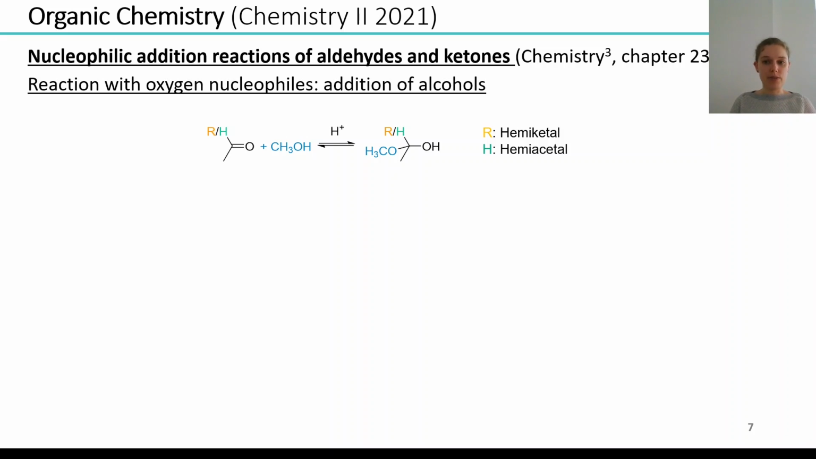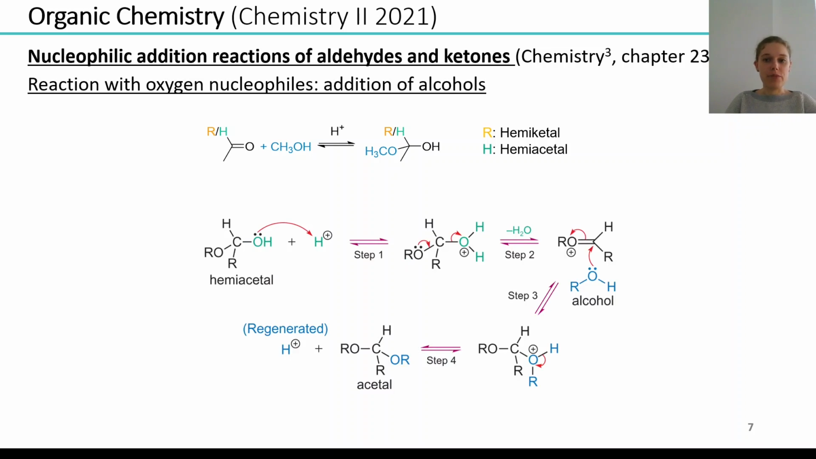Again, as already for water, also alcohols are weak nucleophiles, and hence we always add an acid catalyst in order to increase the rate of the reaction. And as we just saw for the addition of water, all steps are reversible, and the position of the equilibrium is only dependent on the relative stability of the carbonyl compound and the hemiacetal. The formed hemiacetals react with a second equivalent of alcohol in the presence of an acid catalyst to form an acetal. And this reaction is a four-step reaction.